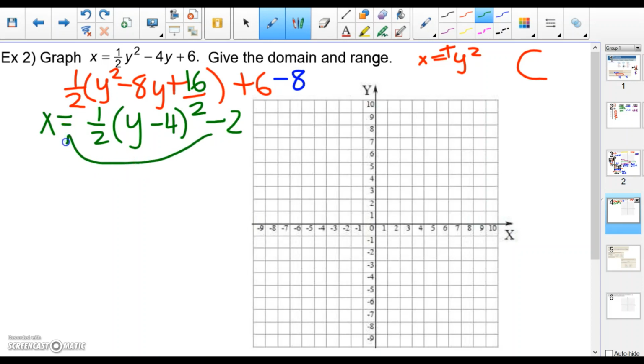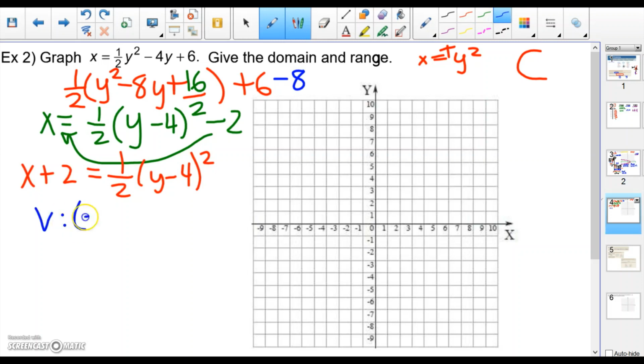I would probably go ahead and add the 2 over and see x plus 2 equals 1/2 times y minus 4 squared. At this point we can see the vertex, the x part is -2 and the y part is 4. So remember, we know that this opens to the right. We've got a vertex at -2, 4.